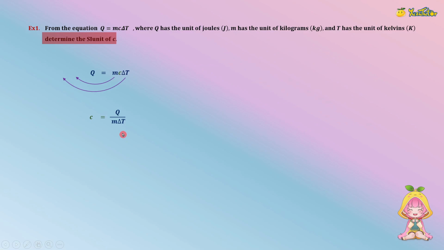Then substitute each variable with its SI unit. The SI unit of Q is joules, divided by the SI unit of M, which is kilogram. And because delta T has the same unit as T, the SI unit of delta T is Kelvin. And the final result is joules per kilogram Kelvin.